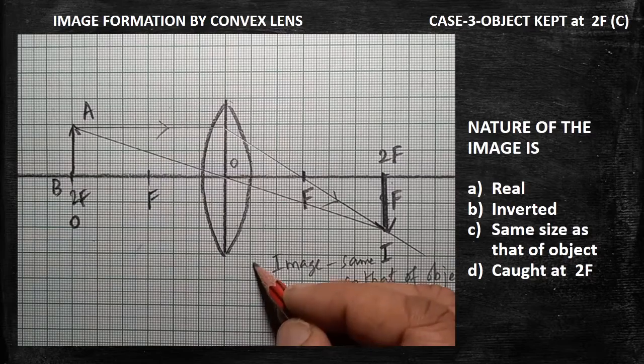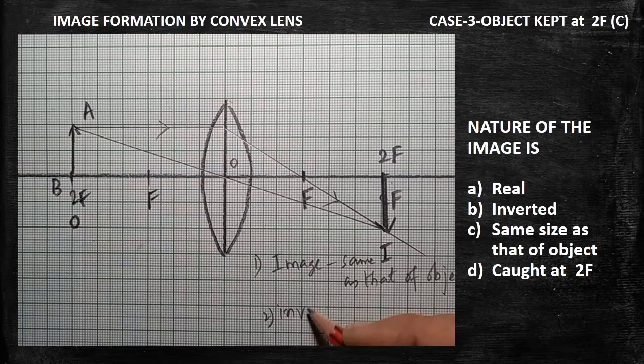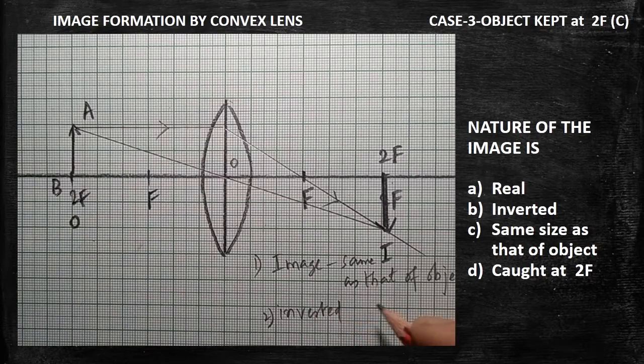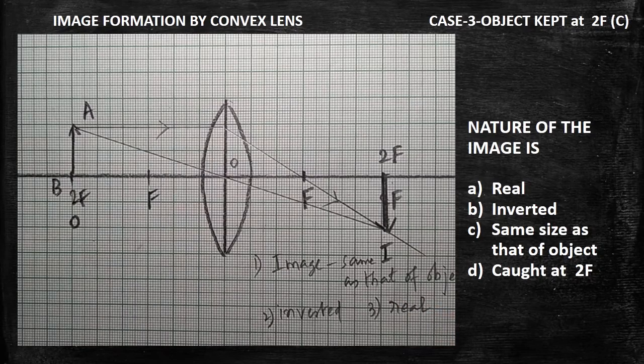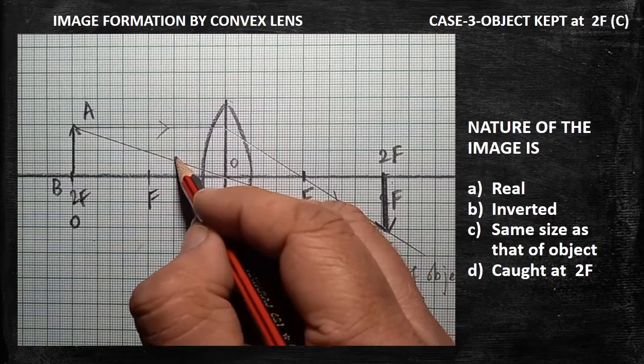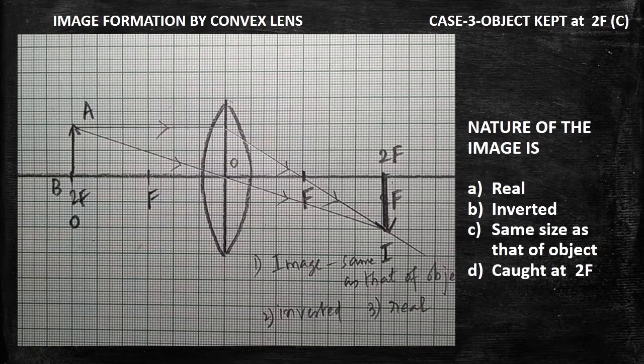The second one is inverted. Since it is upside down, that should be written as inverted. The third one, are you clear? It can be caught on the screen. Therefore, it is called as real image. So this kind of description must be written. And draw the arrowhead. They are all ray diagrams. Don't forget to draw the arrowhead. So the third case is over.